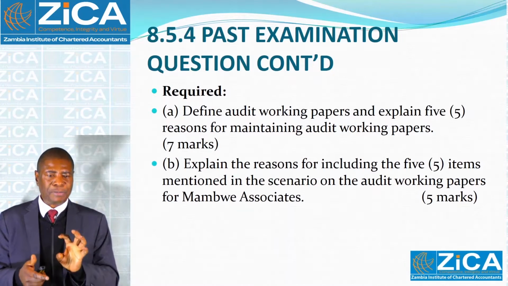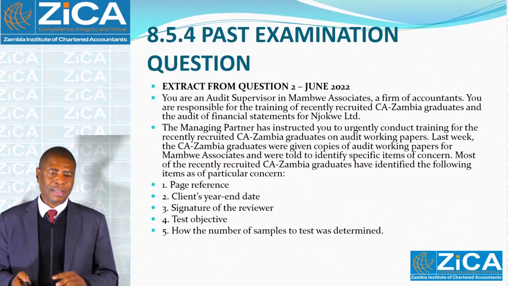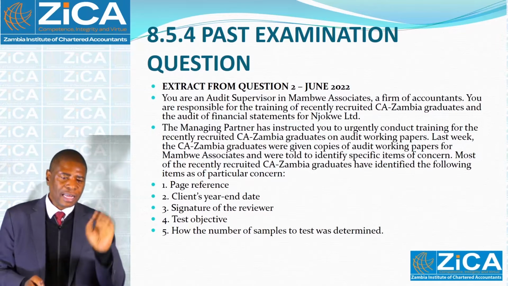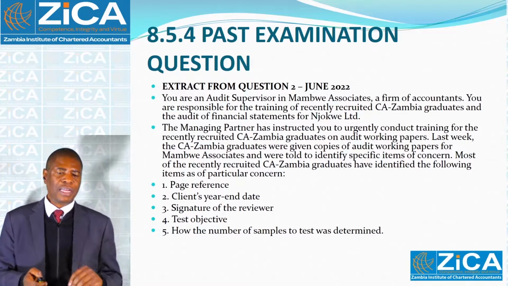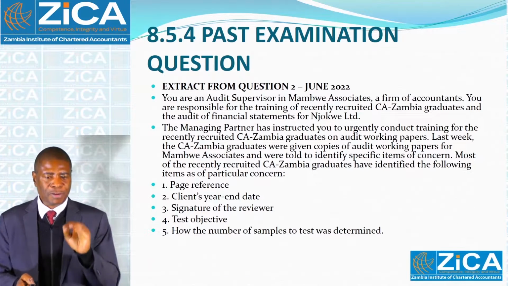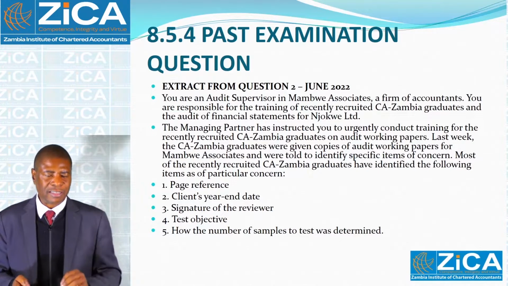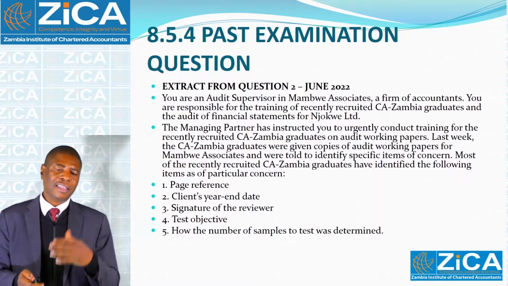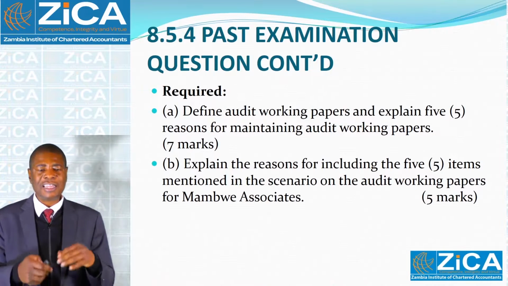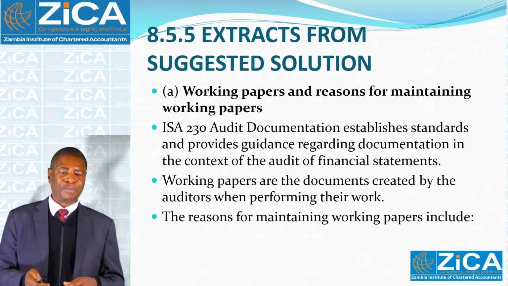So there were some items mentioned in the scenario. Okay? For example, page reference, client year-end, signature of the reviewer, test order, and how the number of items was determined. So those things, you needed to explain. Definitely with a bit of knowledge, there should be no problem. But if you don't have knowledge, those are marks which cannot be obtained.